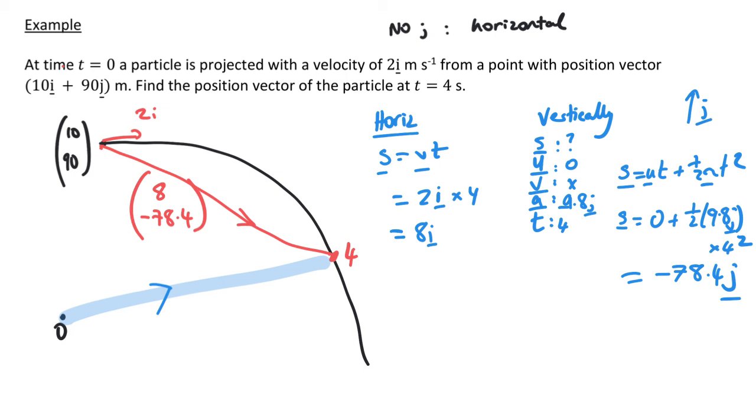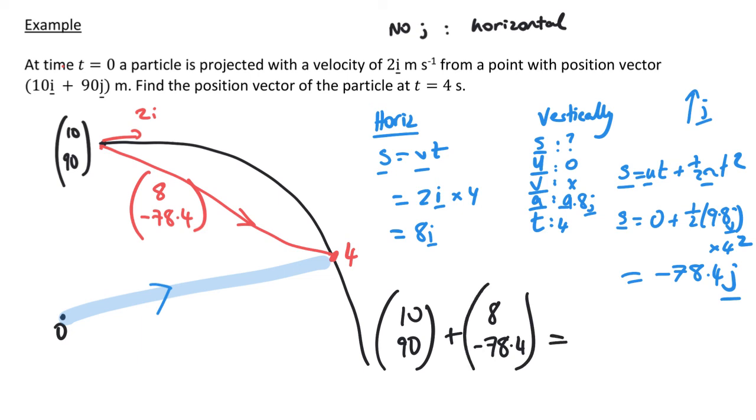So that means from the origin, the displacement is going to be (10, 90) plus (8, minus 78.4). And that'll give us a displacement of (18, 11.6) meters. And that's in component form. That's because to get from O to where we are at 4 seconds, we can't go direct, so we've got to go the long way. So we go to (10, 90) and then we travel along this (8, minus 78.4).